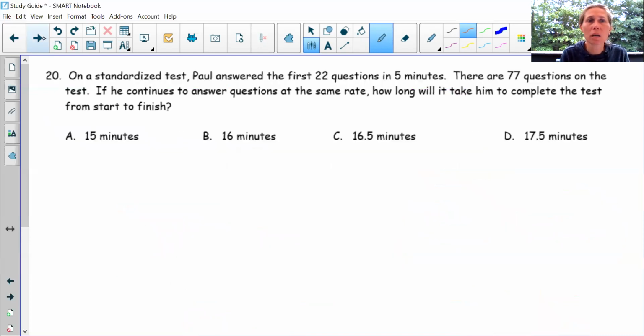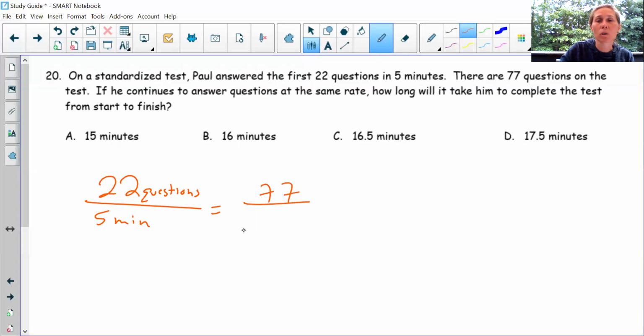Whew, almost done. On a standardized test, Paul answered the first 22 questions in 5 minutes. There are 77 questions on the test. If he continues to answer questions at the same rate, how long will it take him to complete the test from start to finish? All right, so we know he has already answered 22 questions, and it took him 5 minutes. But I know there are 77 questions on the test. I want to know how long it takes him to finish. Now, you can do it a couple ways, but we're going to stick with the cross products. You ready? 5 times 77 gives me 385.